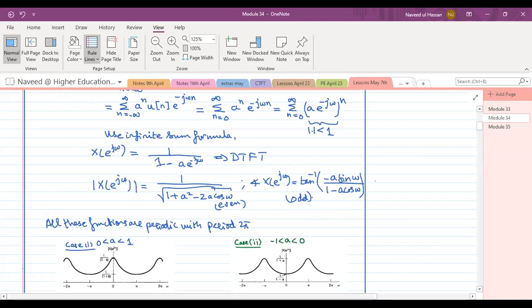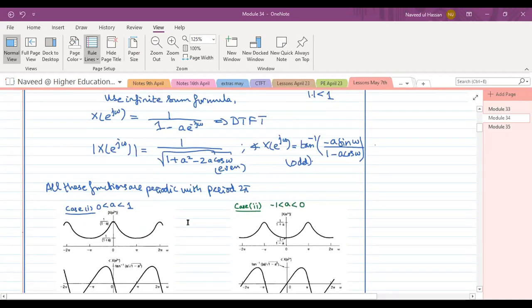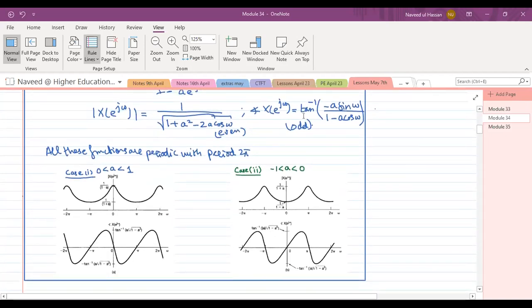Okay, thank you. Okay, so then we plotted the magnitude and the phase functions. The interesting thing that you should notice is that in case 1, when A is positive, the magnitude plot looks slightly different than when A is negative.